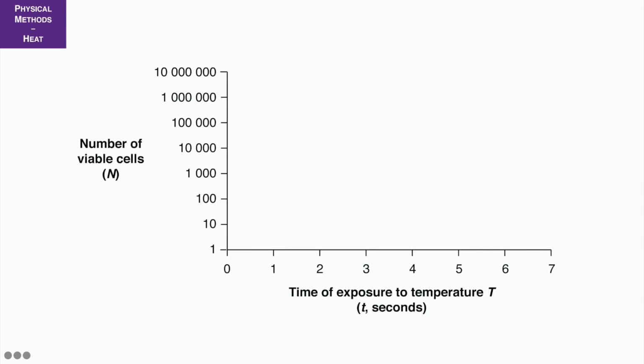How is the decimal reduction time determined for a specific microorganism? This can be done quite easily by exposing the microorganism to the temperature in question and then measuring how cell viability decreases over time.